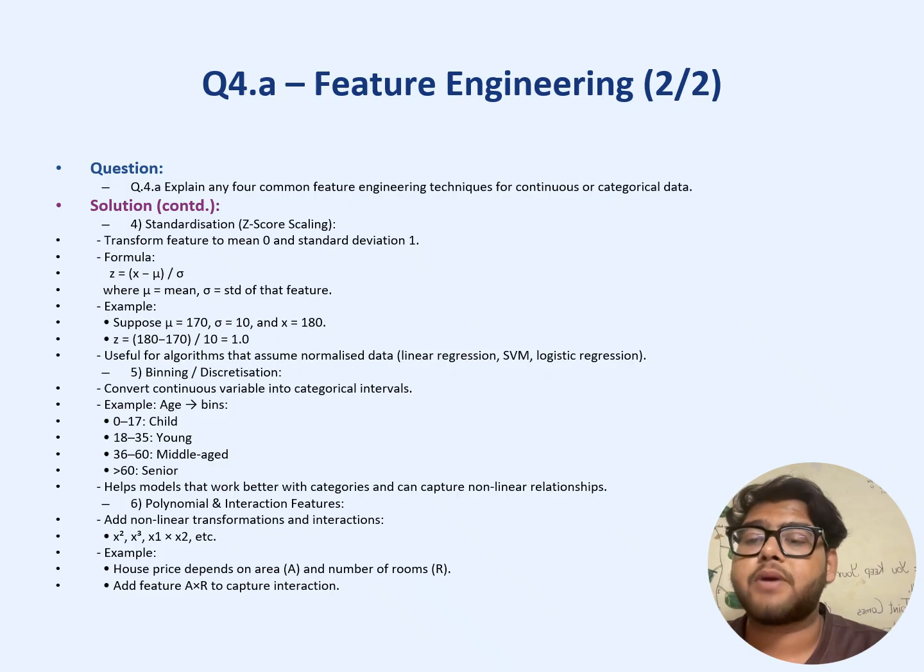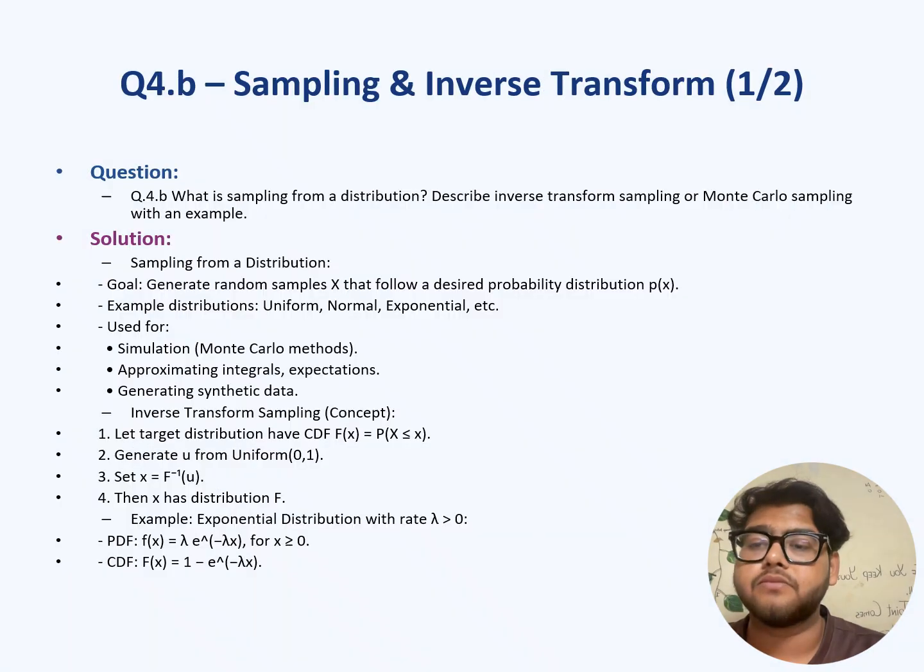The fifth is binning or discretization. Convert a continuous variable into categorical intervals. It helps models that work better with categories and can capture non-linear relationships. Sixth is polynomial and interaction features. Add non-linear transformations and interactions. Example, house price depends on area and number of rooms. Add feature A times R to capture interaction.